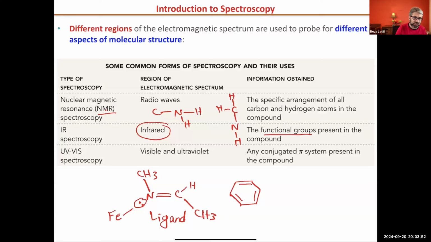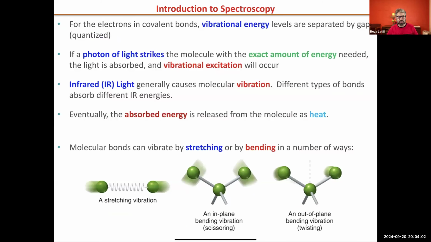So both IR and UV-vis can help you. It doesn't mean NMR cannot. The technique that we are going to use, we call it IR. In IR, we're going to be dealing with vibrational energy. So energy is coming to the molecule. It will hit the molecule. Now when it hits the molecule, the molecule will get some energy and start to vibrate.